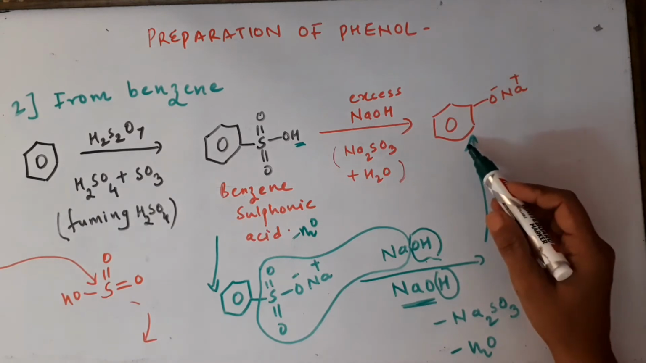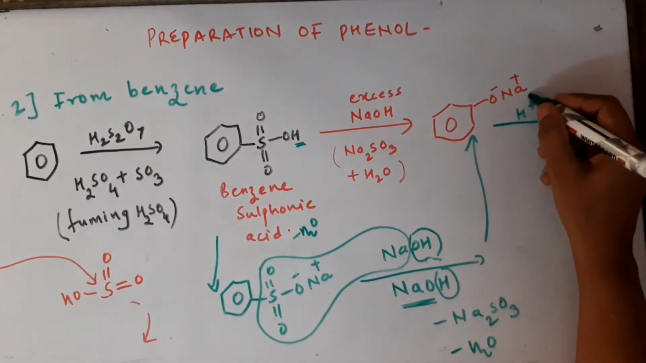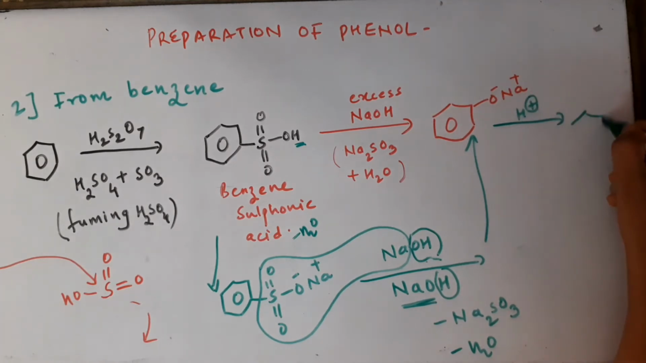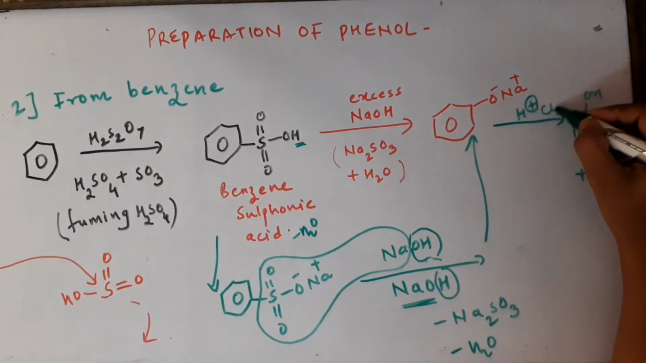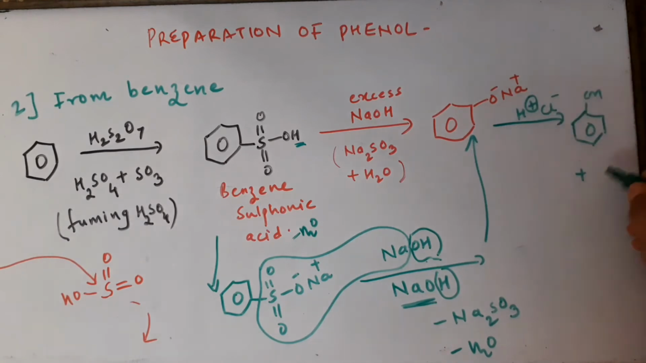Now, how to convert sodium phenoxide to phenol is simply by acidification. You can add dilute HCl and the product is obtained. You get phenol plus, if you had taken HCl for example like this, the H has gone there, the Cl will go with the sodium, so you get sodium chloride as the product.